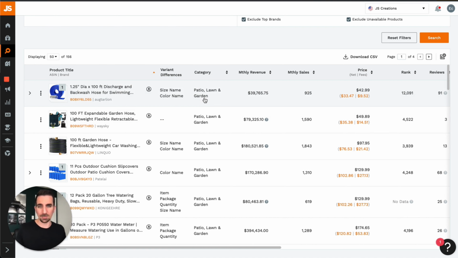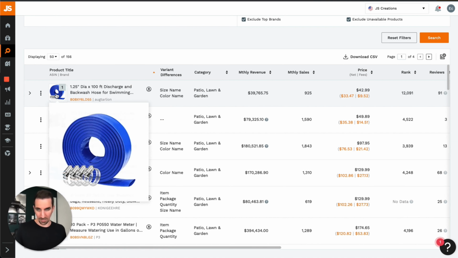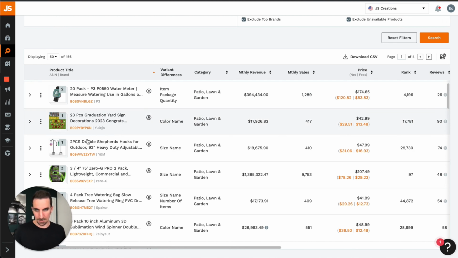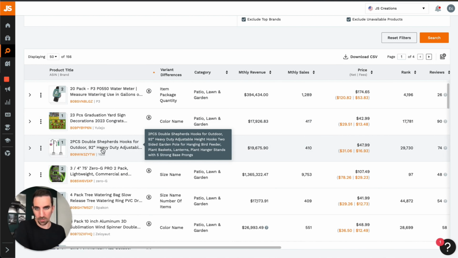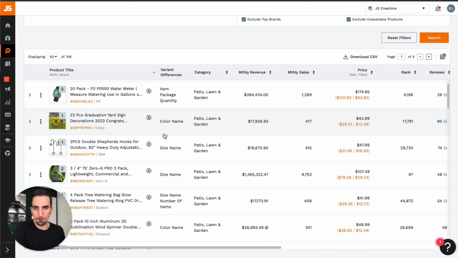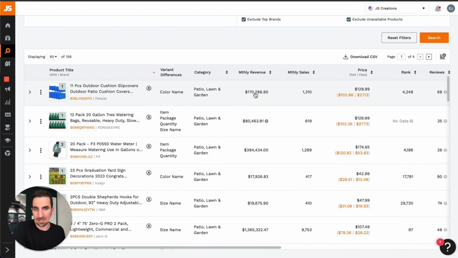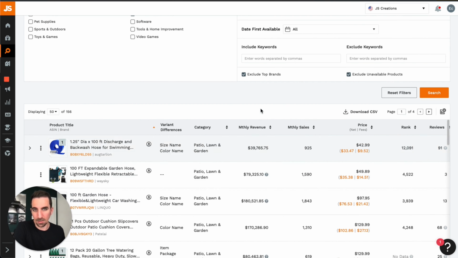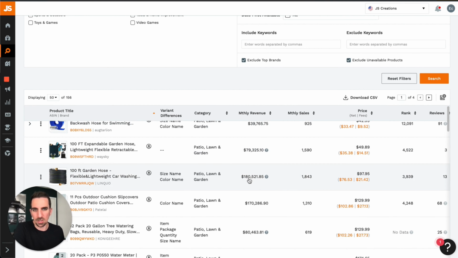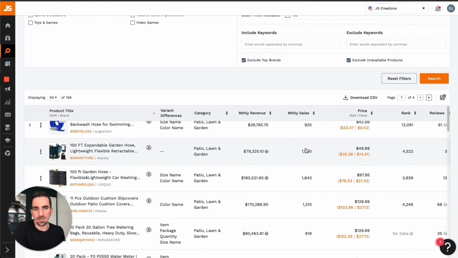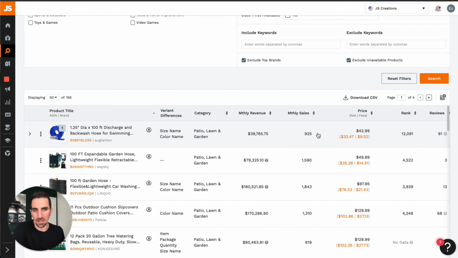So since I had chosen the patio, lawn, and garden category, we're getting a lot of stuff like hoses, some little decorations for gardens, although this is a 2-pack it looks like. Now, it is pretty interesting to see how much these products are selling in a month, because the top one here is generating like $39,000, almost $40,000 of revenue, while this 100-foot garden hose is generating $180,000 of revenue a month. So there's clearly demand for this. They're selling 1,800 of these per month versus the one up here, which is 925.